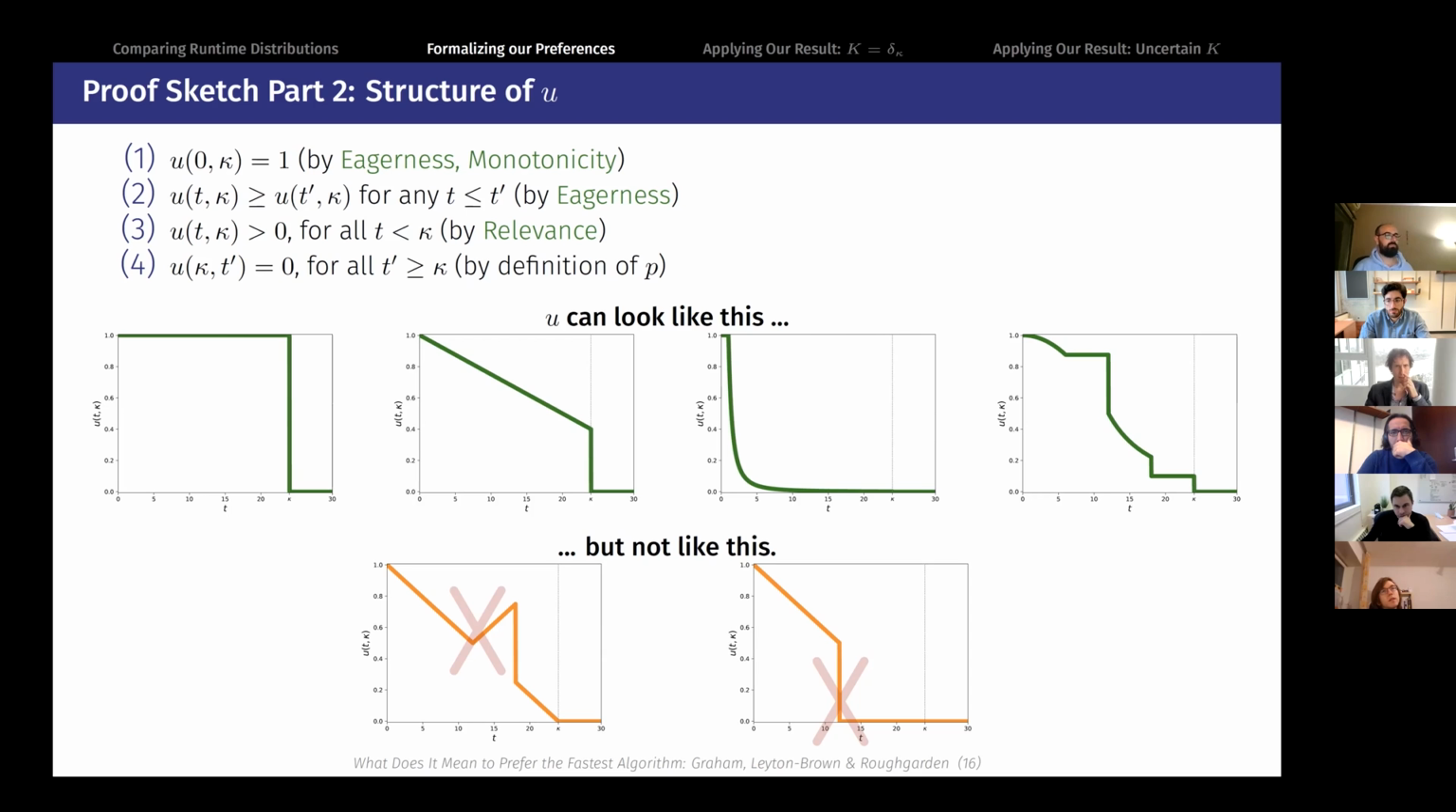And what that means is that my utility function can look like any of these green things. It can't look like any of the red things. So it's fine for my utility function to be a step function right at kappa. It's fine for it to decrease and then discontinuously fall at kappa. It's fine for it to asymptotically approach kappa, remaining positive until kappa, and then going to 0 at kappa. You can't quite see that in the picture, but that's what's happening. And it's fine for my utility function to do all kinds of wiggling as long as it remains monotone. But it can't go up, and it can't fall to 0 before kappa.